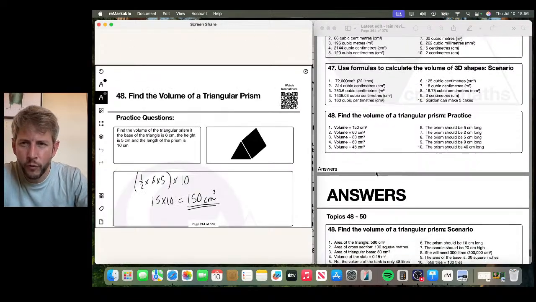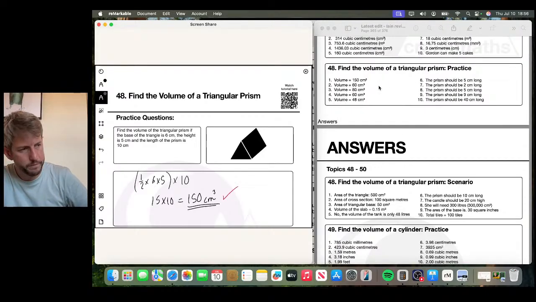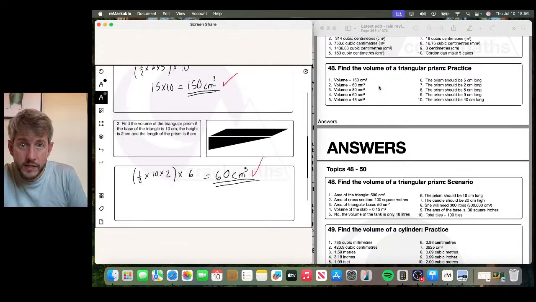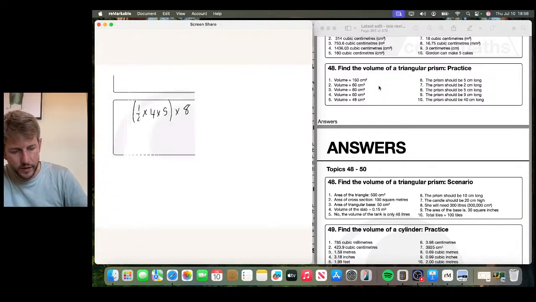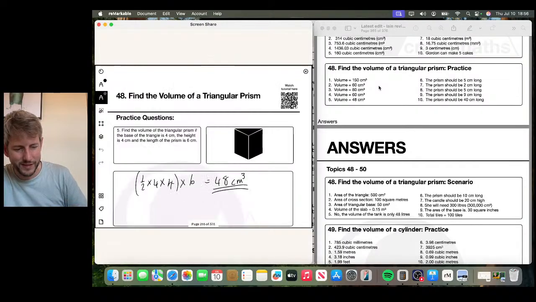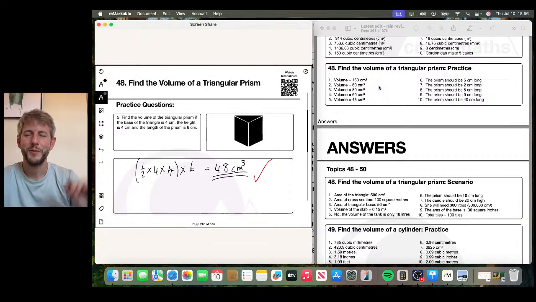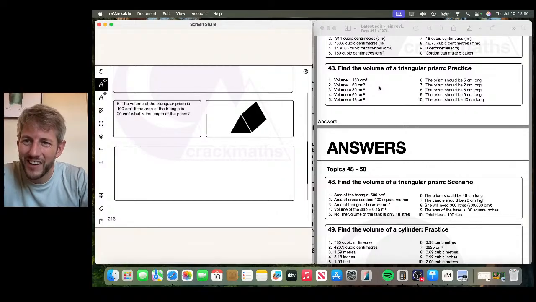Okay, here we are, 48, find the volume of a triangular prism practice. So 150, yeah, that's good. 60, yeah, that's good as well. 80, yeah, that's good too. 60 centimetres cubed, yeah, that's great. And then 48 centimetres, okay, great. Oh, what a nice collection of correct answers with no editing. Okay, right, so here we go, question 6.